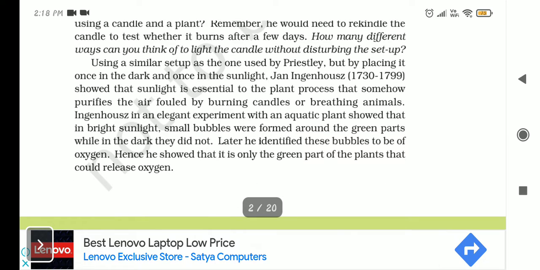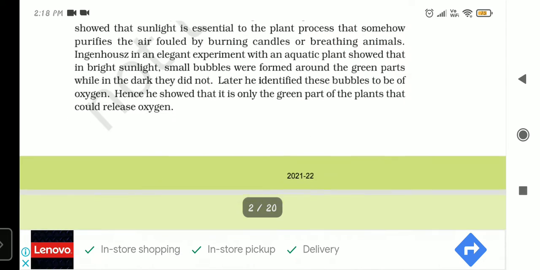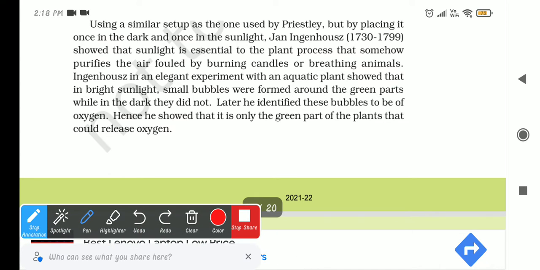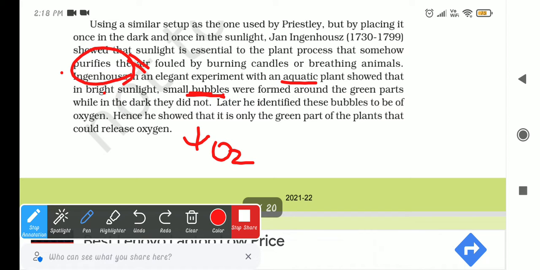The next experiment was done by Ingenhousz. Ingenhousz is his name. It is an elegant experiment with an aquatic plant. When he put the aquatic plant in bright sunlight, some bubbles were formed. These were bubbles of O2, and they were formed around the green parts of the plant, while in the dark part they didn't form.